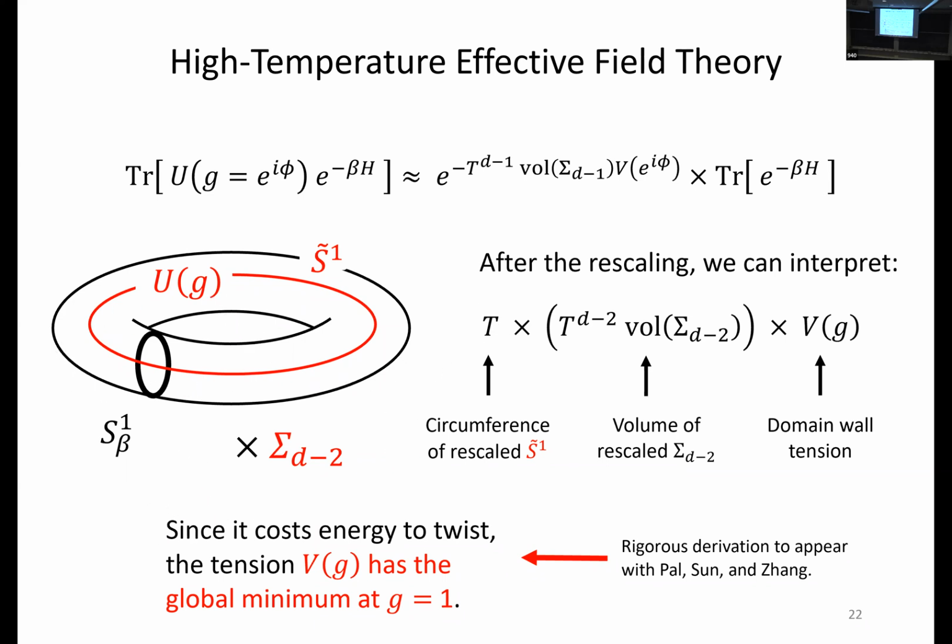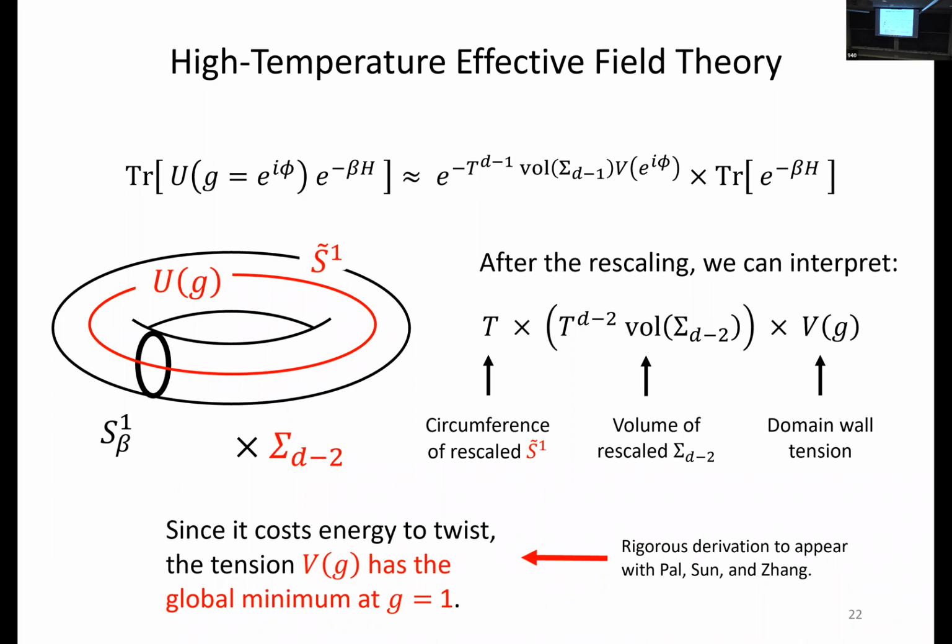So as usual in this kind of business, originally you had this as a thermal circle and this as an additional circle, but you can exchange their roles. You can think of this red thing as the thermal circle and the black thing as a space-like circle. And then from that perspective, this unitary operator can act like a domain wall, just as if you have a domain wall localized on this thermal circle. So then you can estimate that the exponent should be proportional to the circumference of this new thermal circle S1 tilde times the volume of the rest of the space times the tension of the domain wall.